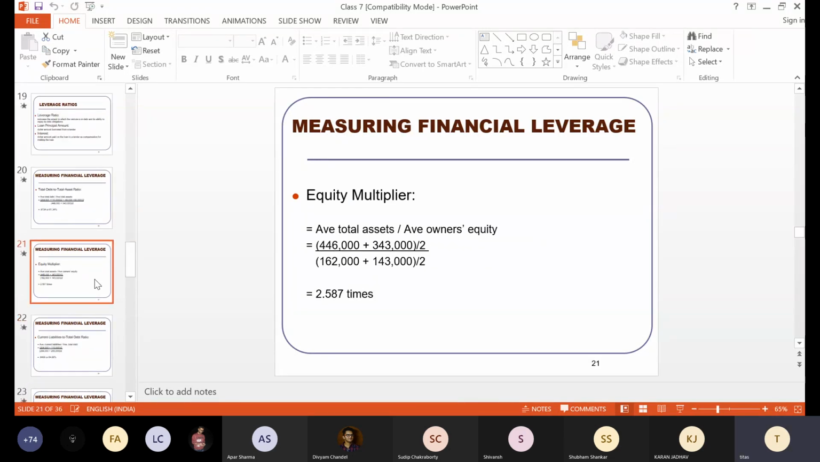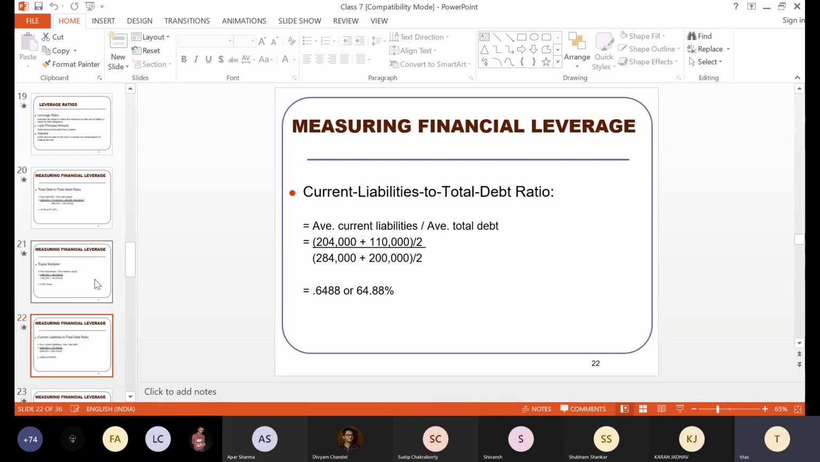Equity multiplier is just the reverse of what we have done. Debt to asset ratio is debt by assets, and equity multiplier is asset by equity. How it is going to help us, we will discuss later, but it also represents the same thing, your leverage position. Then there is another mention, current.